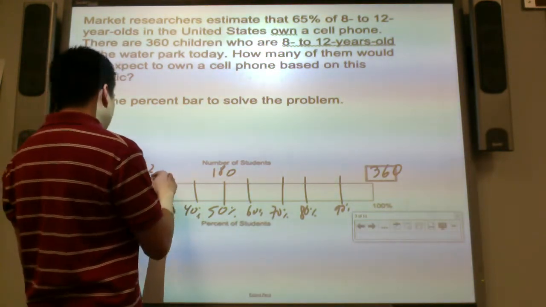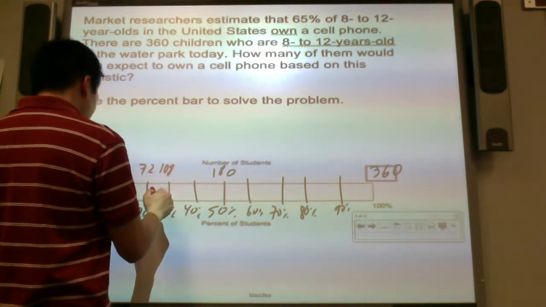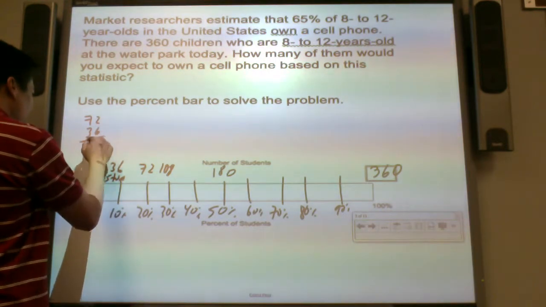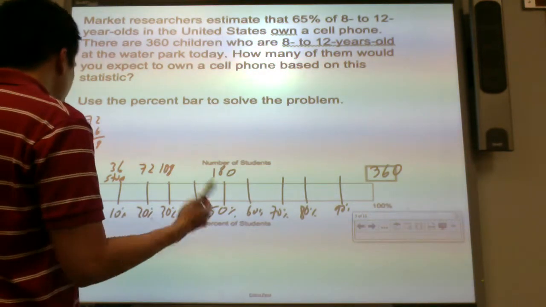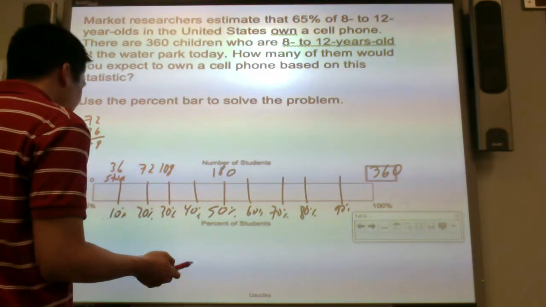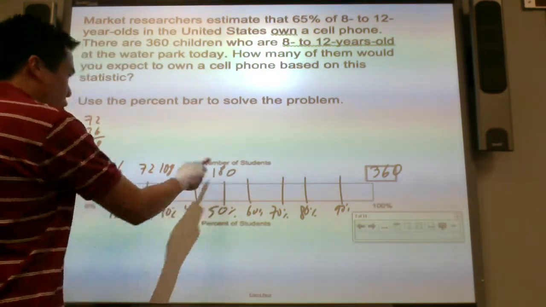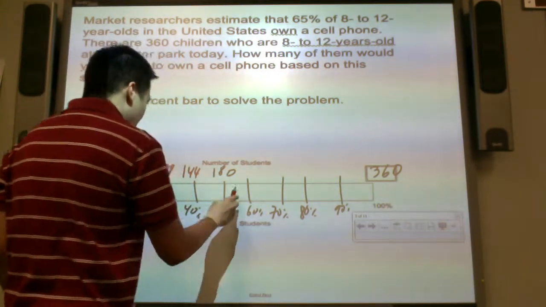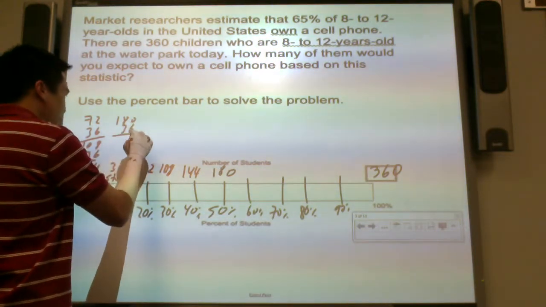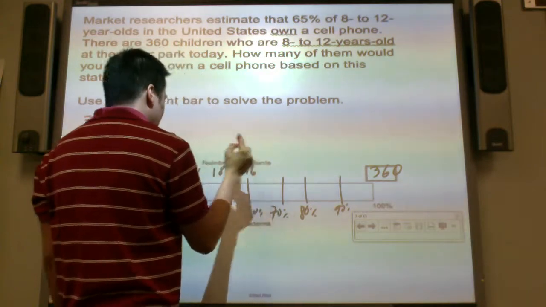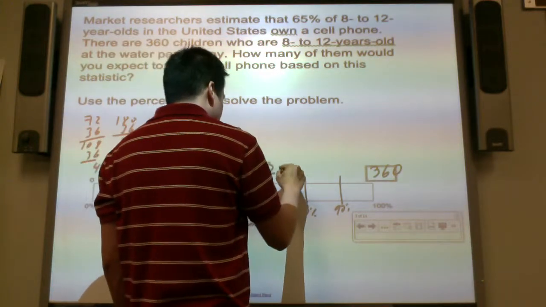36 more will be 72. 72 plus 36 is 108. 36 more will be 144, and 36 more will be 180. I'm going to stop right there. Actually, no, we have to keep going. 36 more than 180 will be 216. 36 more of this will be 252. Now I'm going to stop.